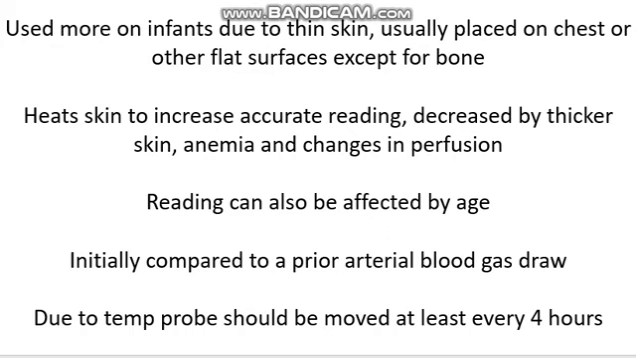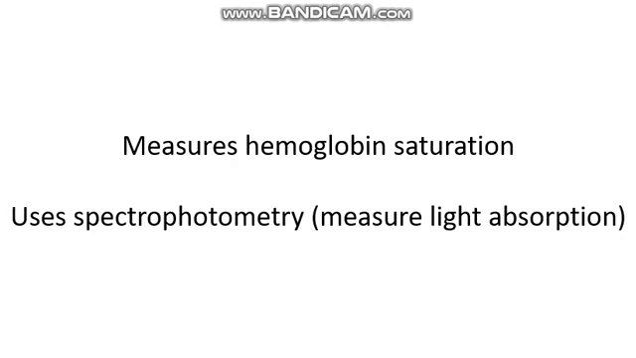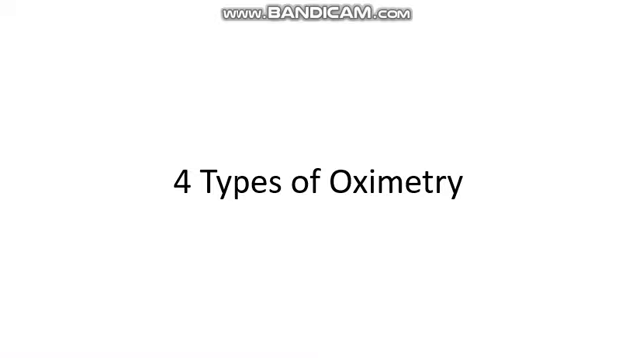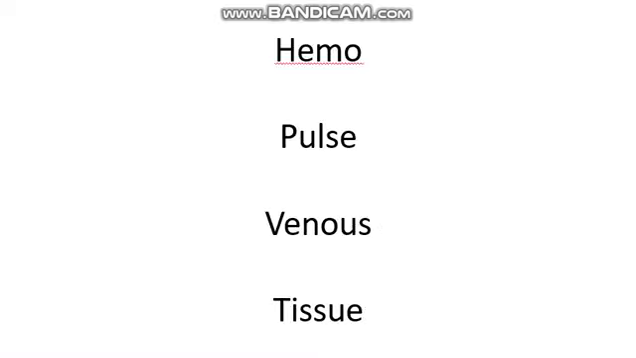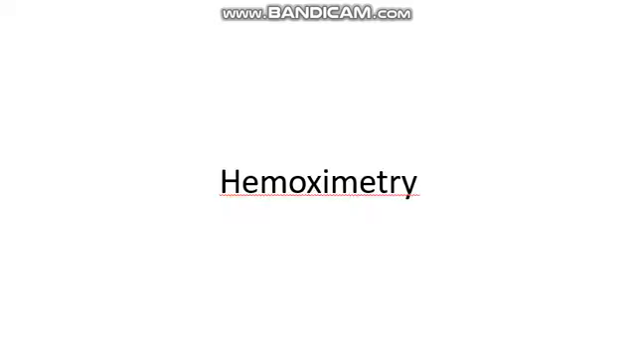It is initially compared to a prior arterial blood gas draw. Due to the temperature increase, the probe should be moved at least every 4 hours. Oximetry measures hemoglobin saturation and uses spectrophotometry, which is the measure of light absorption. The 4 types of oximetry: hemoximetry, pulse oximetry, venous oximetry, and tissue oximetry.